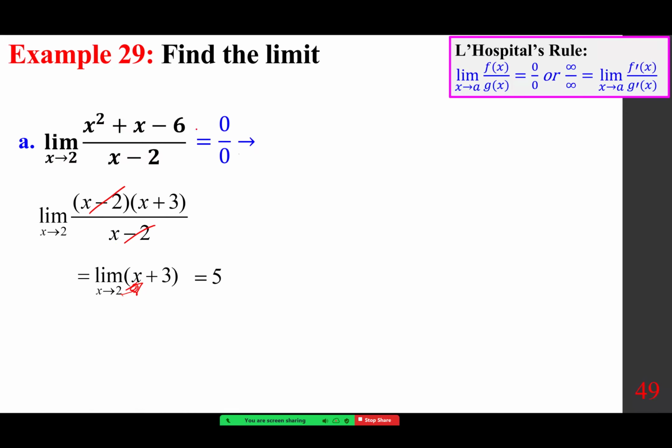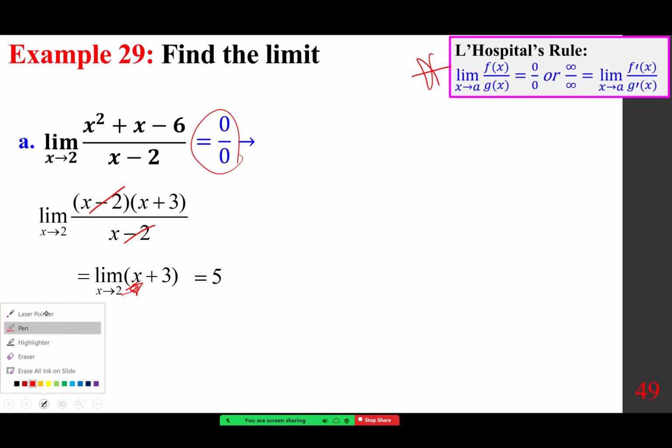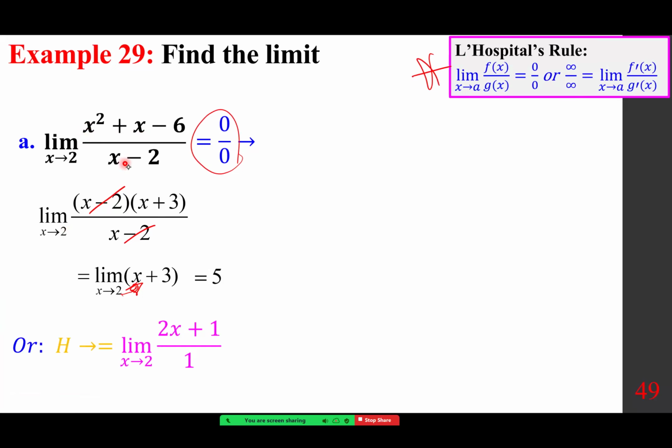However, because it's 0 over 0, we can use L'Hopital's rule, and that means we are going to differentiate the top. We get 2x plus 1, and the bottom gives you 1. And if I plug in 2, I get 4 and 1, 5 over 1, which is 5. So both of them are the same. Now that you have the luxury of using L'Hopital's rule, you have a choice.